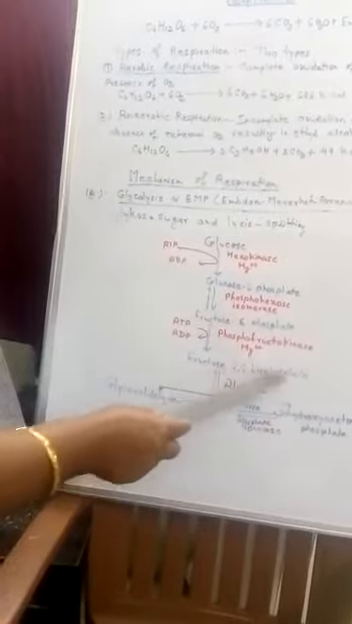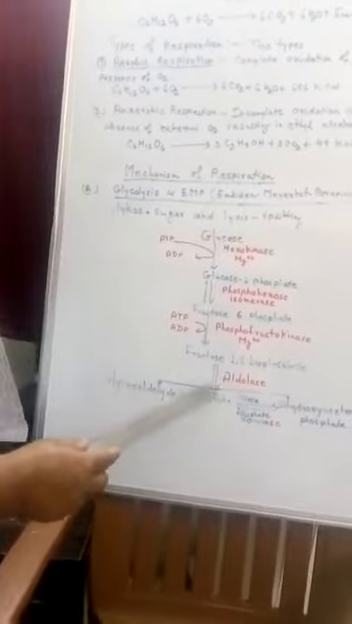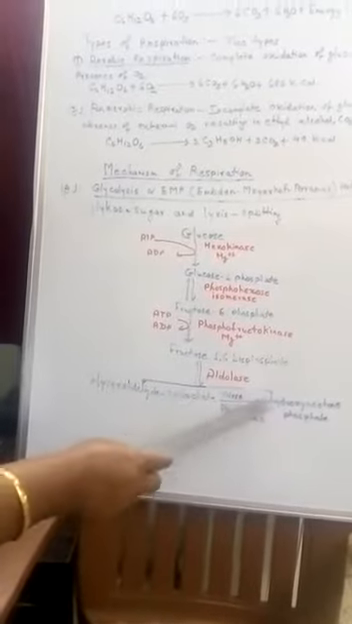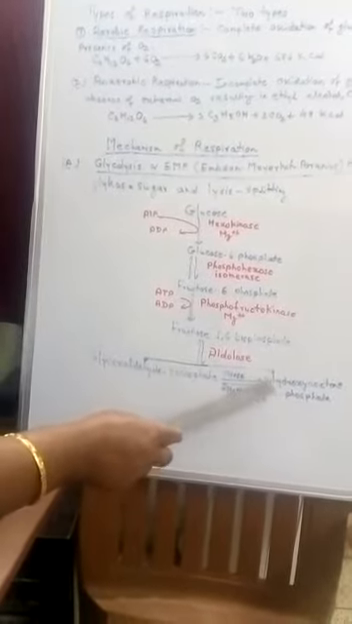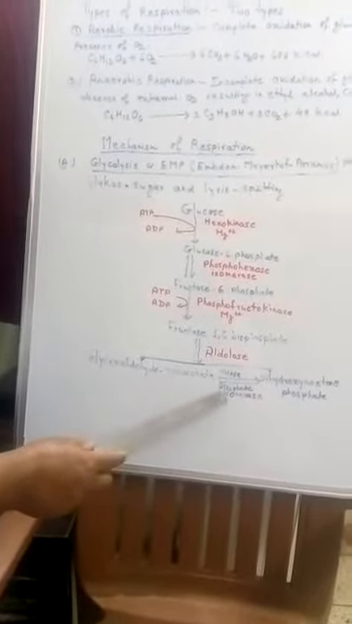Then fructose 1,6-biphosphate is converted in the presence of the enzyme aldolase into 2 compounds, glyceraldehyde 3-phosphate and dihydroxyacetone. Glyceraldehyde 3-phosphate is also converted in a reversible reaction with dihydroxyacetone phosphate in the presence of the enzyme triose phosphate isomerase. So here is the first half portion of the respiration.